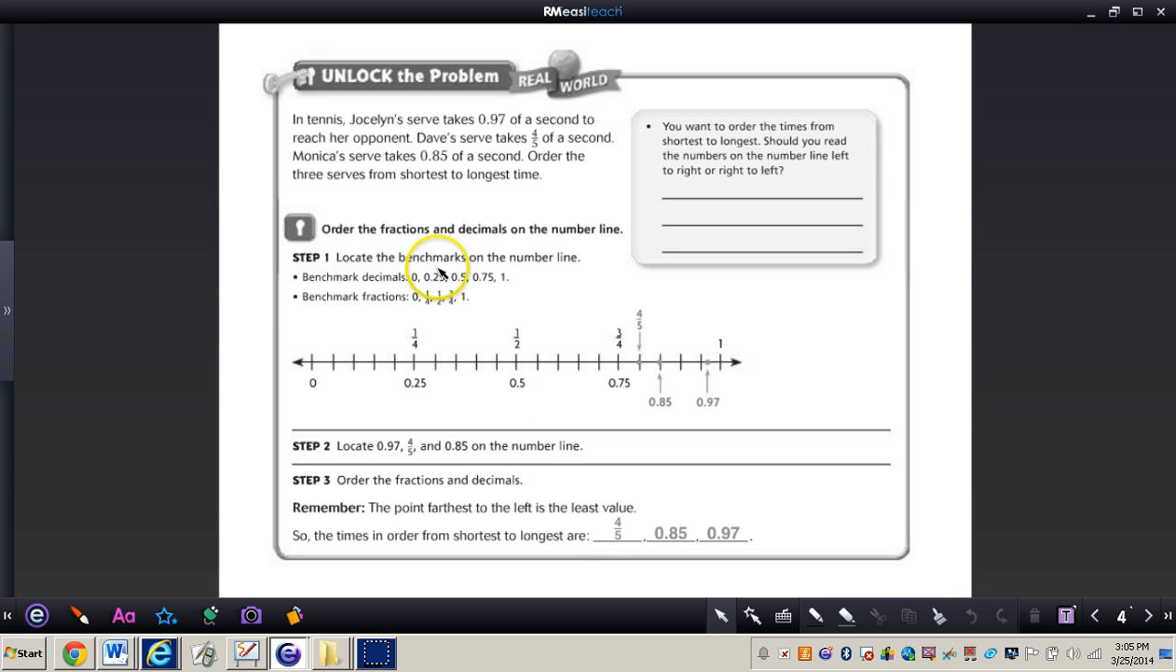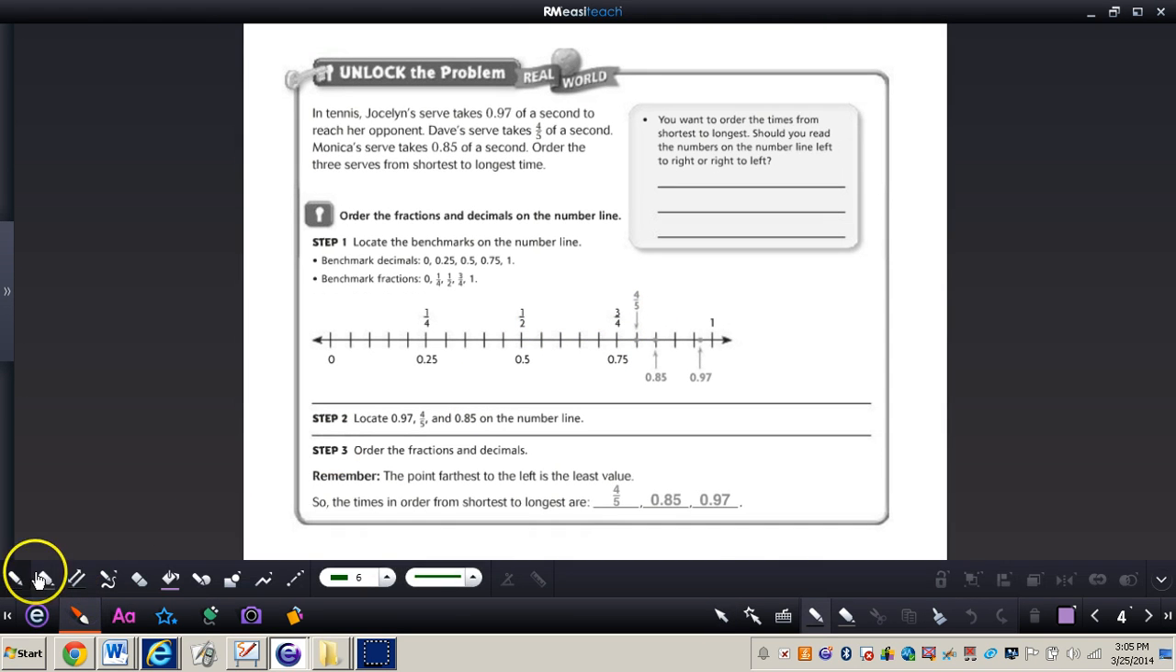The first thing you want to do is find the benchmark fractions on the number line. These are the fractions that we think of whenever we're looking at a jar of candy. We want to think about what fraction is it full. We would not say 3/7. We may say 1/4 or 1/2 or 3/4. So that's what we mean by benchmark fractions.